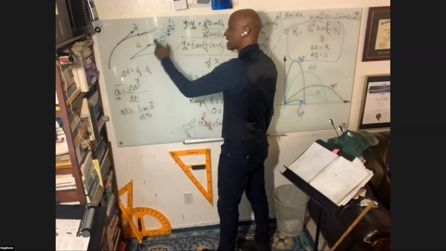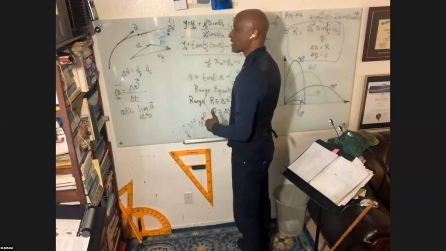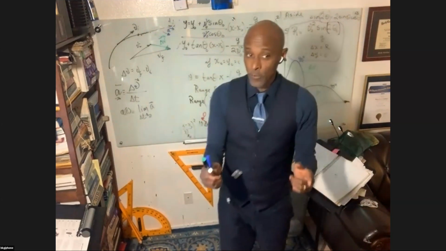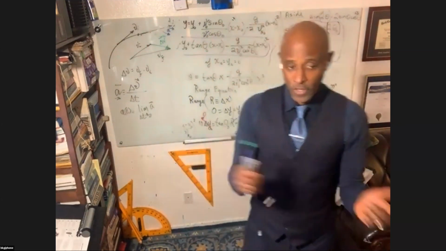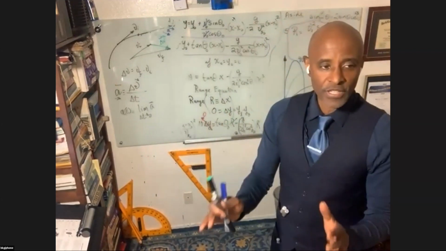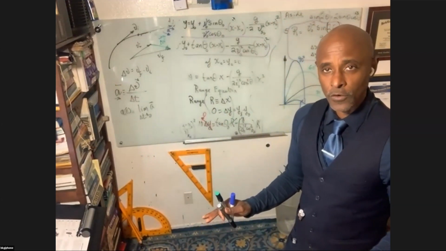Why? Because it's got to be parallel to delta v, which means that whenever an object moves along a curved path, its acceleration, the total acceleration now, not the linear or the radial, which we'll talk about in a second, is pointing toward the concave portion of the curve.